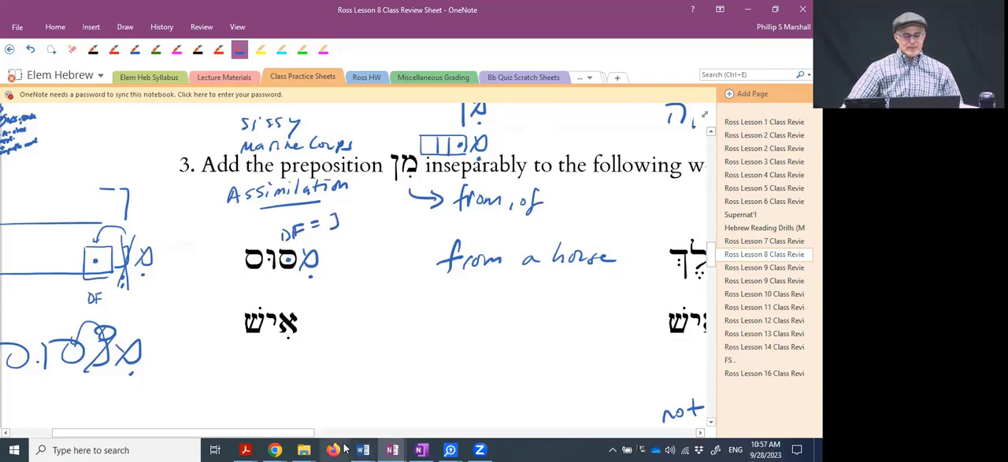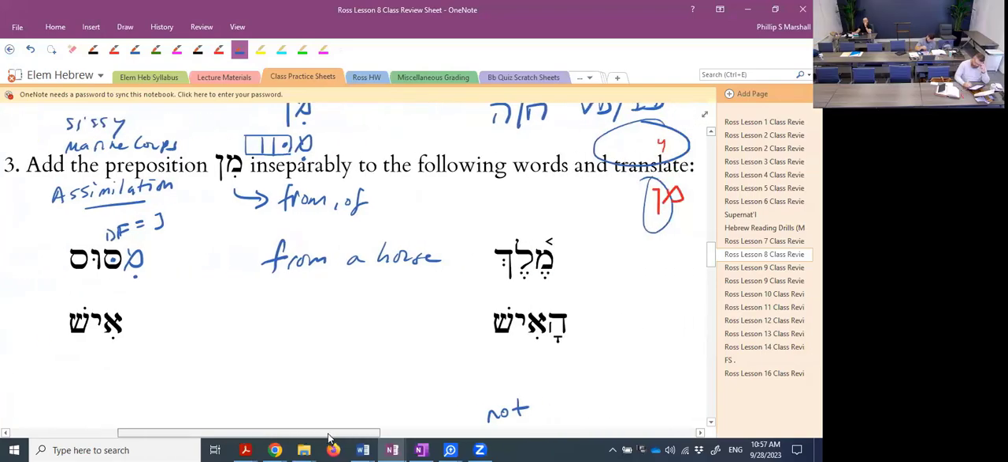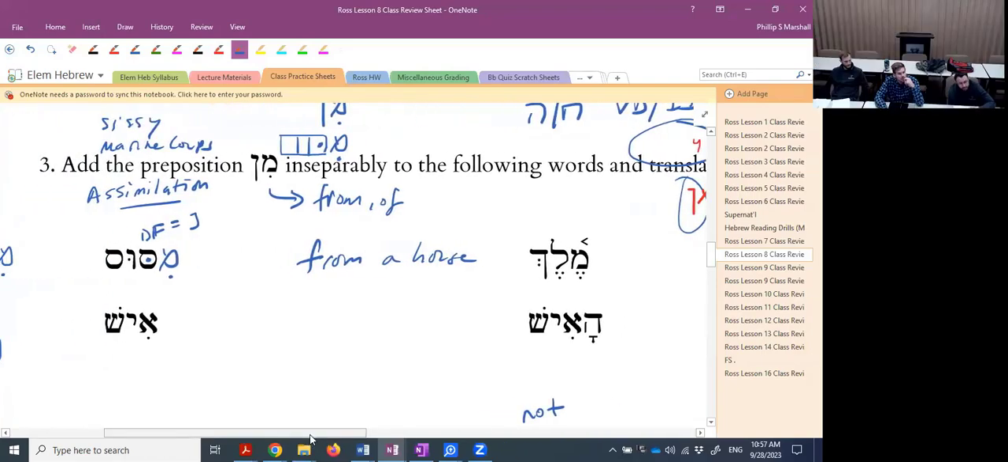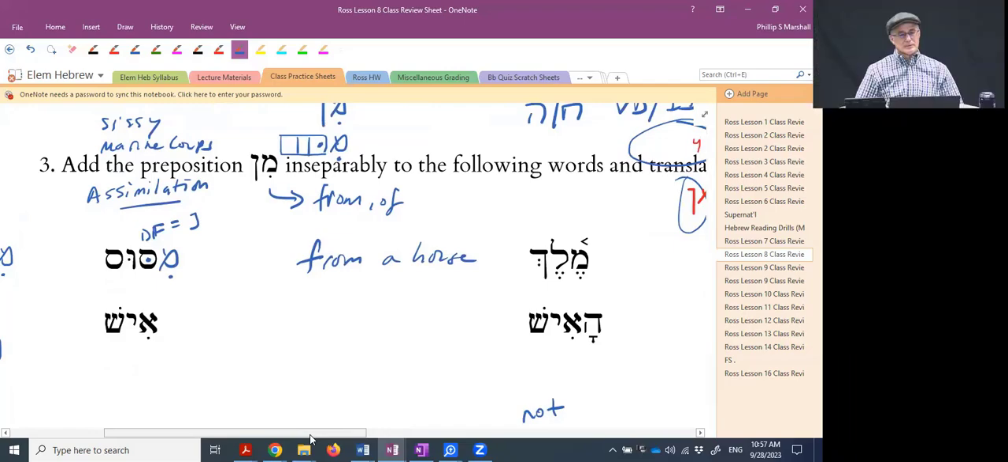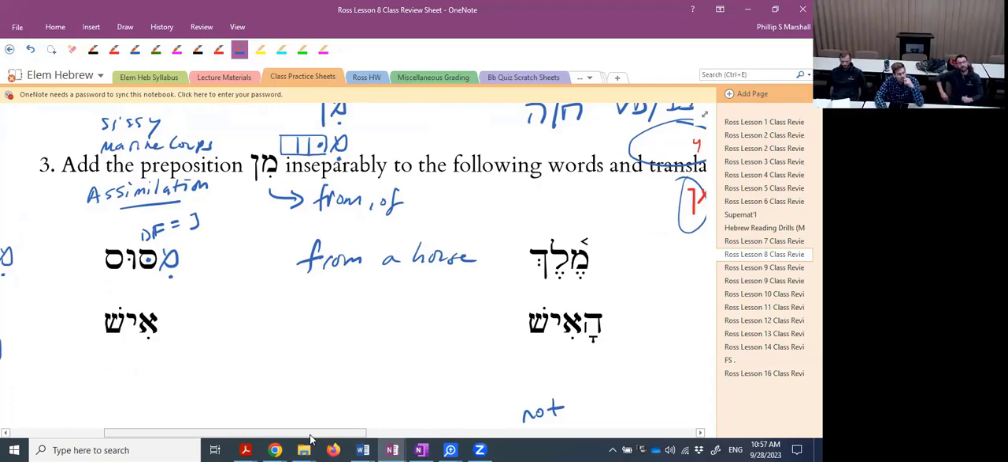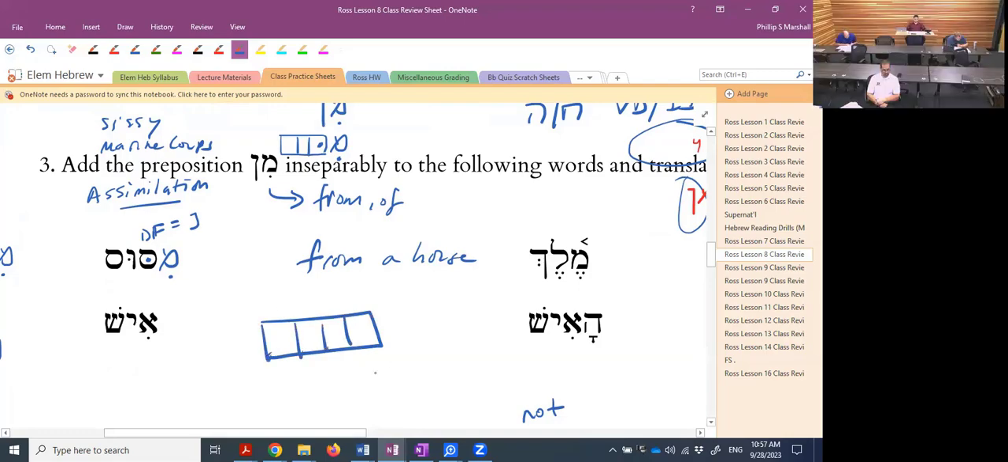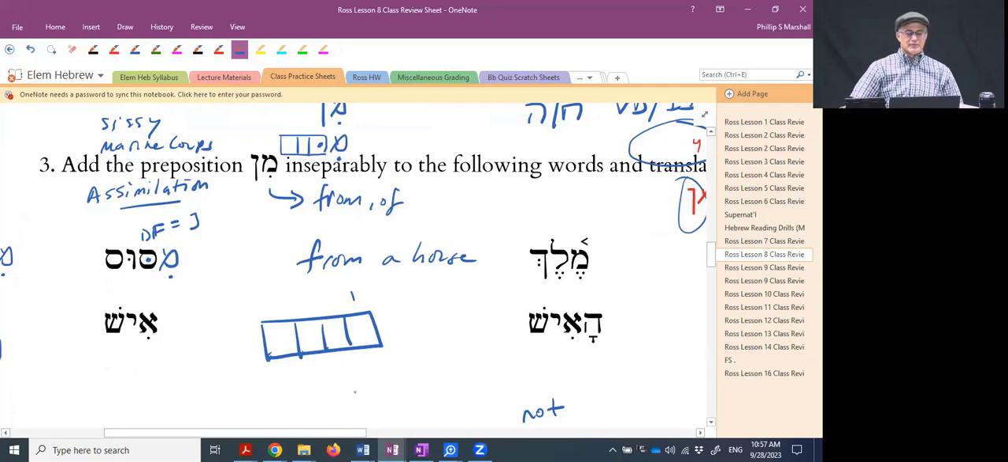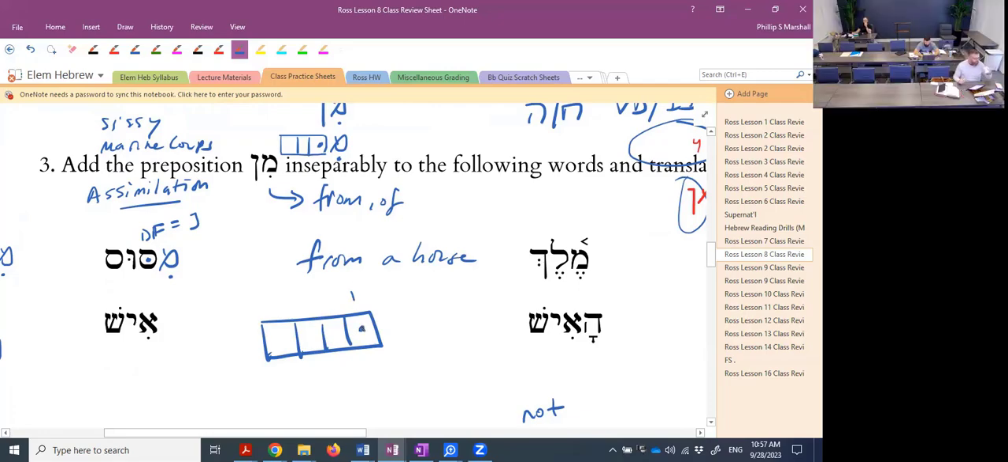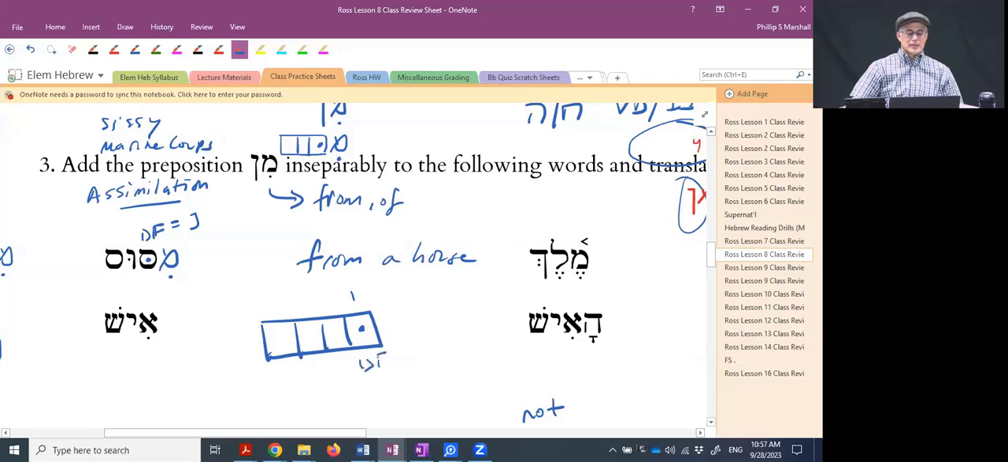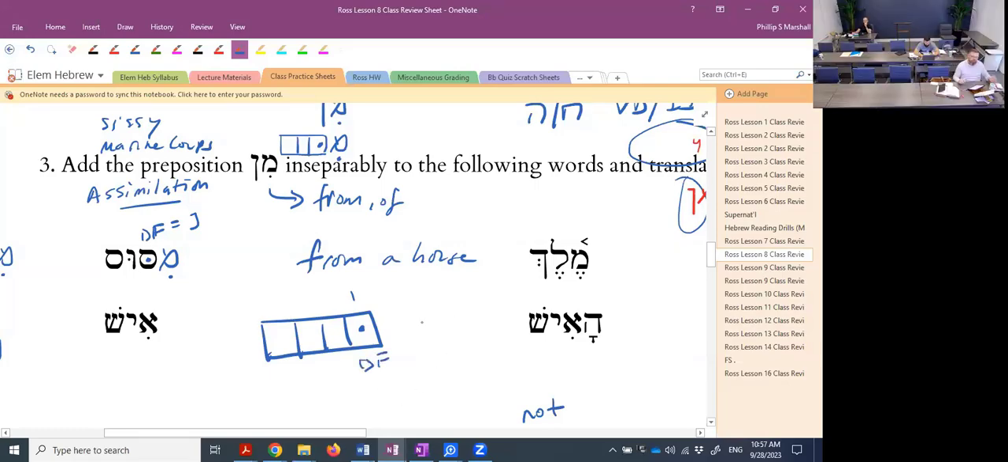All right. Professor, did you say that the mem is doubled? No, the mem is not what's doubling. Whenever I have a noun, and so this box represents any noun, this is the first consonant of the noun. It's the first consonant of the noun that's doubling because that's where I'm putting the dagesh forte.